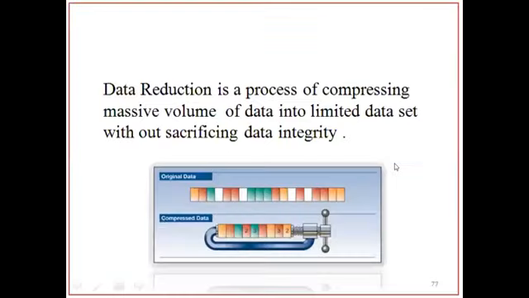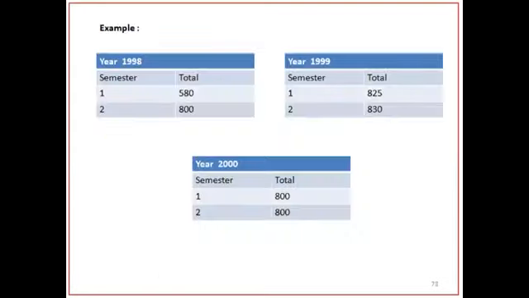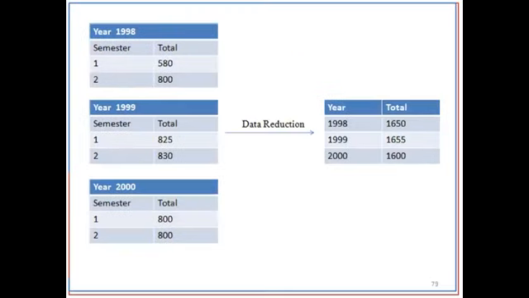So that's the reason. The definition of data reduction is a process of compressing a massive volume of data into a limited data set without sacrificing data integrity. Now here there were three data sets, and I just converted three data sets into one data set. Did I lose any data here? No, right? So this kind of technique is called data reduction. Hope you understand the concept of data reduction.